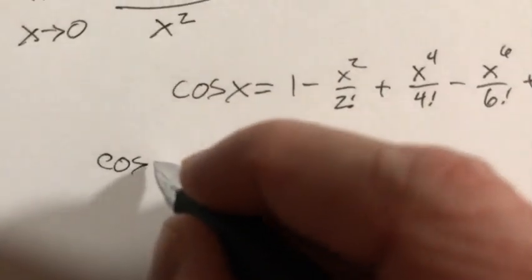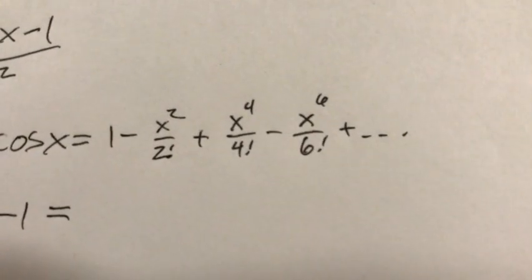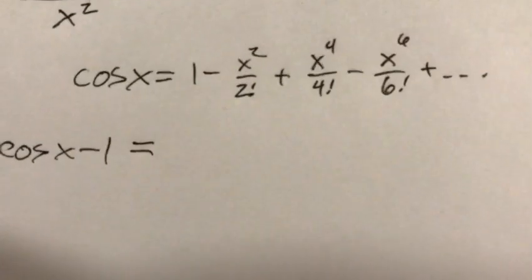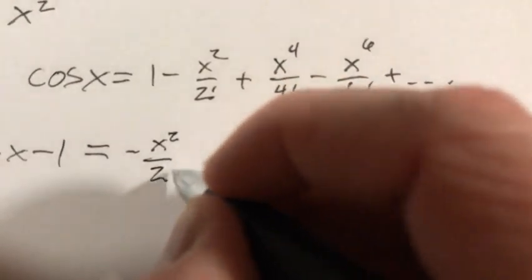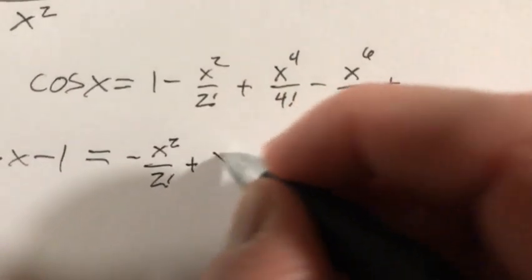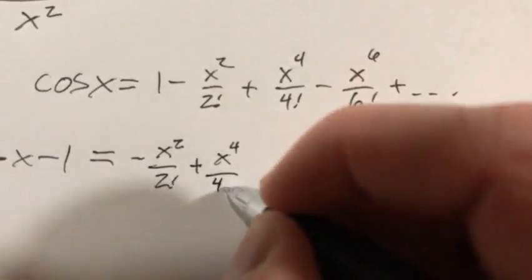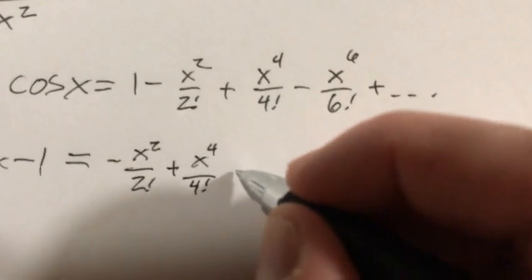Cosine of x minus 1, well, if this stuff over here is cosine of x, then if I take that and subtract away that first term, I'll be left with what I'm trying to find. So all I've done here is subtract away that 1 from the first term.